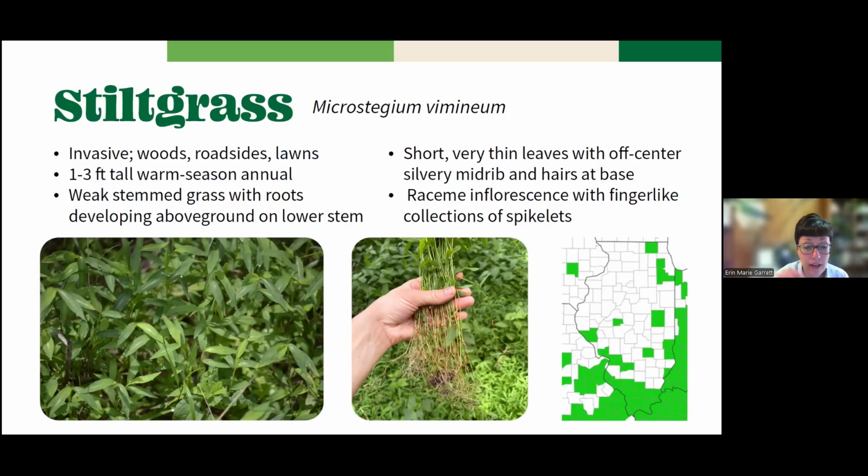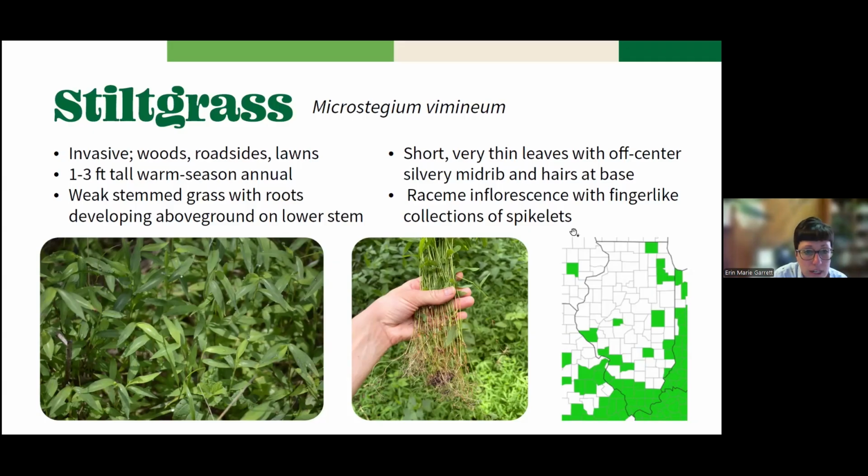And it can also have hairs at the base of the leaf. It will put out a raceme inflorescence with those finger-like collections of spikelets, but I have seen it vary in how it looks with that. And then I didn't include on here, but in the winter time, it gets the straw color, and oftentimes it grows in such dense mats that it forms this big thatch. So if you're out in the woods and you see a big straw-colored mass of grasses, it's a good clue that you might want to take a closer look because it's likely to be stiltgrass.